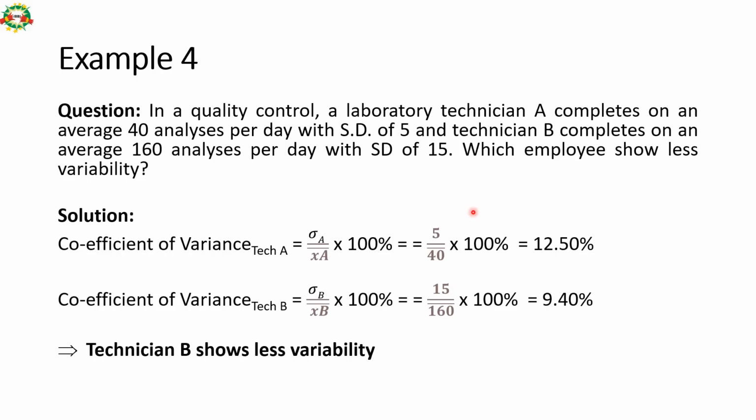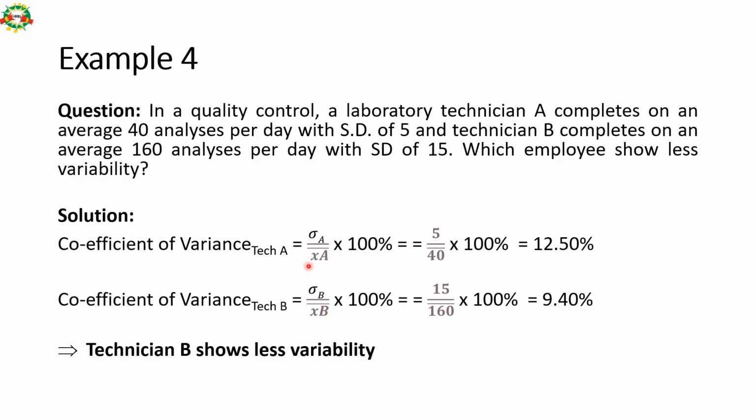Let us understand with the help of an example. In quality control, a laboratory technician A completes on an average 40 analyses per day with a standard deviation of 5. However, technician B completes on an average 160 analyses with a standard deviation of 15. Which employee shows less variability? So variability can be measured with the help of the coefficient of variation. Here we have been given standard deviation and mean, both figures in the question.